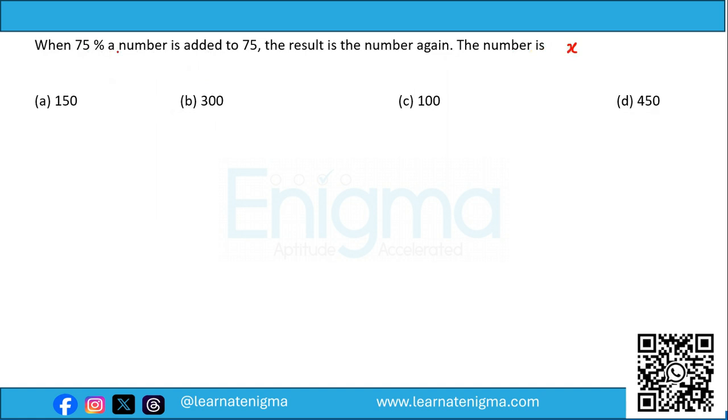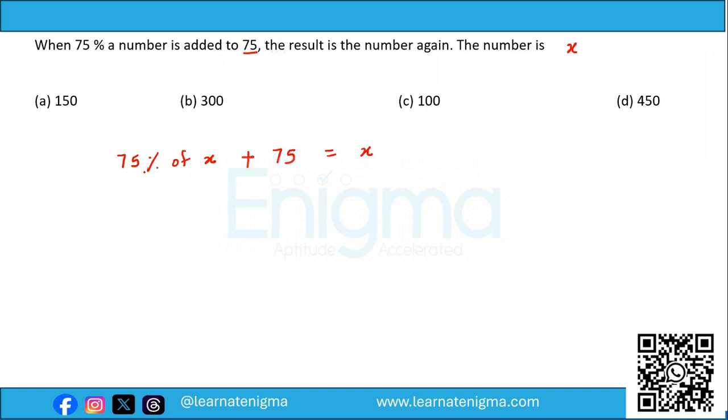So 75% of a number. So the equation becomes 75% of x is added, so plus to 75, so plus 75. The result is the number again, so is equal to x.